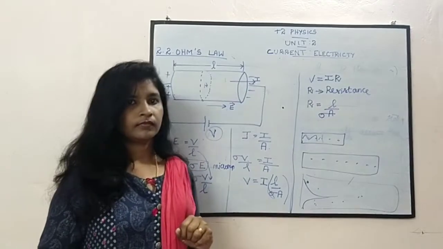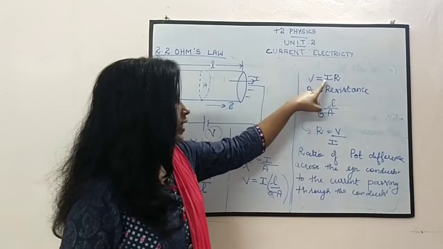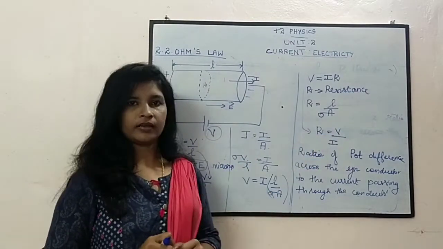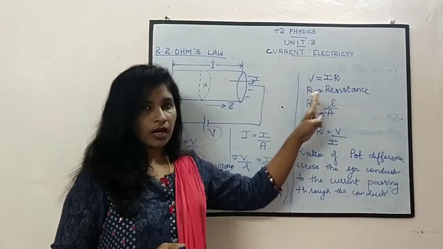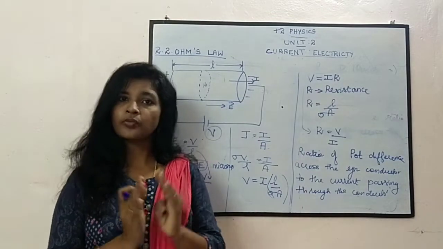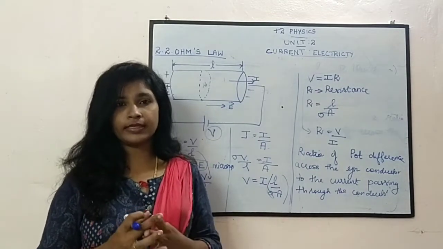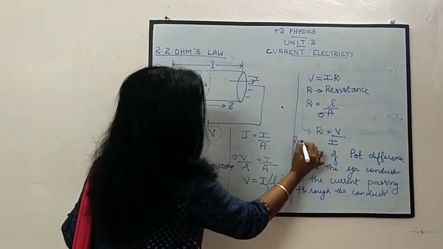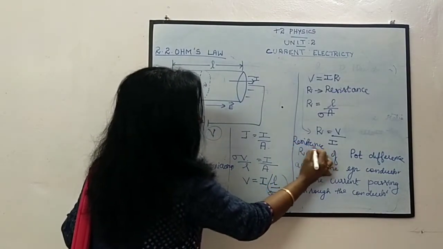So from V equal to IR, we can write R is equal to V by I. So we know what this R is. I hope you understood what resistance is and what factors it depends upon. Now let us give the definition for this resistance. What is meant by resistance?